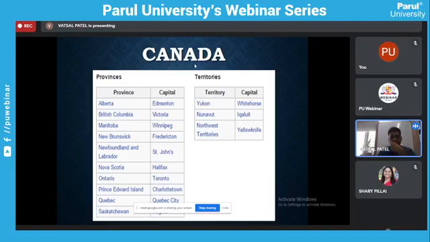You can check the 10 provinces over here: Alberta, British Columbia, Manitoba, New Brunswick, Newfoundland and Labrador, Nova Scotia, Ontario, Prince Edward Island, Quebec, Saskatchewan, and the 3 territories: Yukon, Nunavut, and Northwest Territories. Northwest Territories are also known for their northern lights. If you remember, those are the colorful lights they see in the skies.